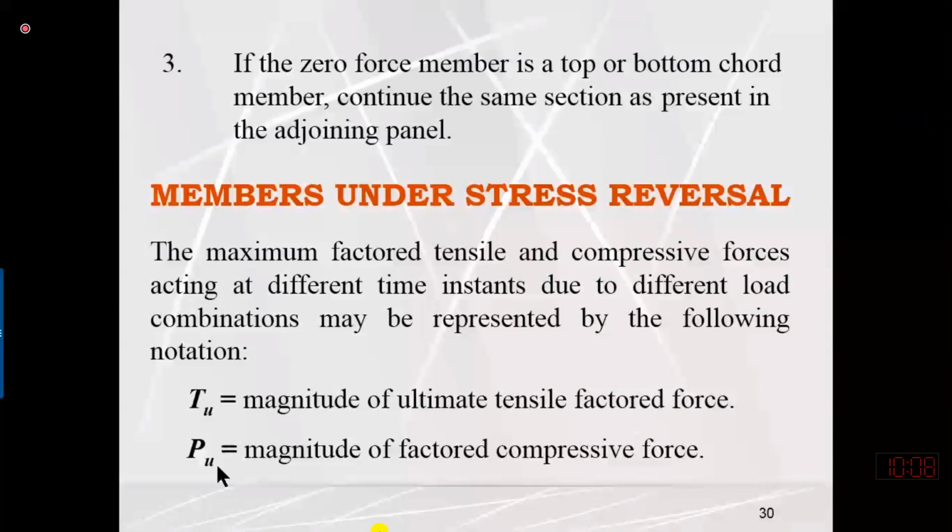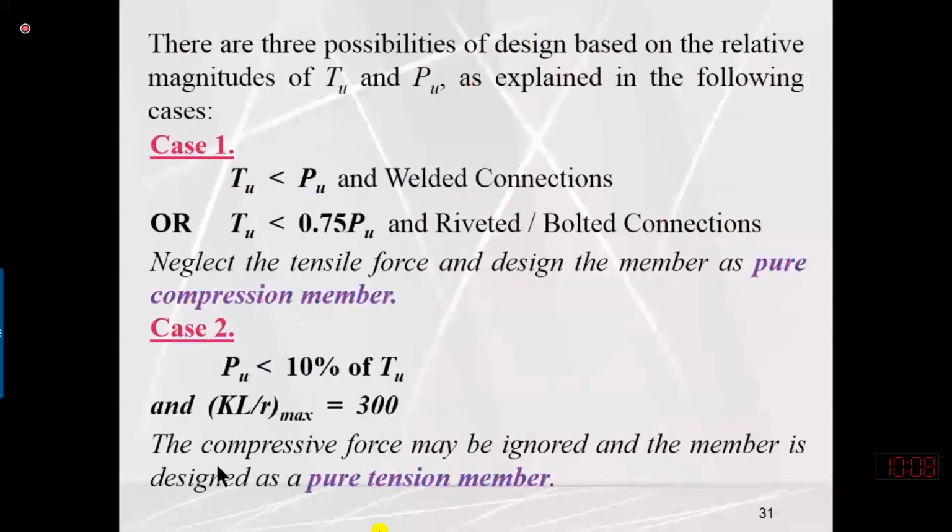So AISC has given some guidelines regarding the design of this member. But anyhow, this member will be referred to as a stress reversal member. There are four cases. Case number one is that if the maximum factored tensile forces are less than the expected factored compressive forces in case of a welded connection, then it means that we need to design this member as a compression member.